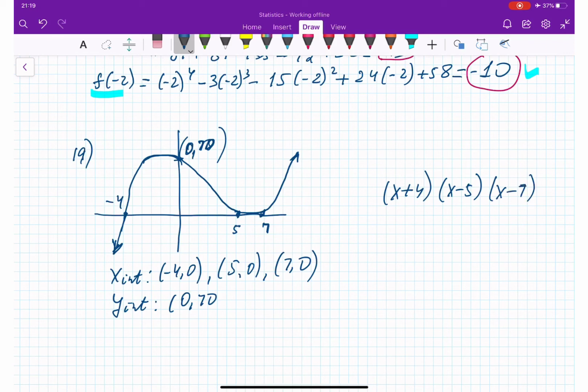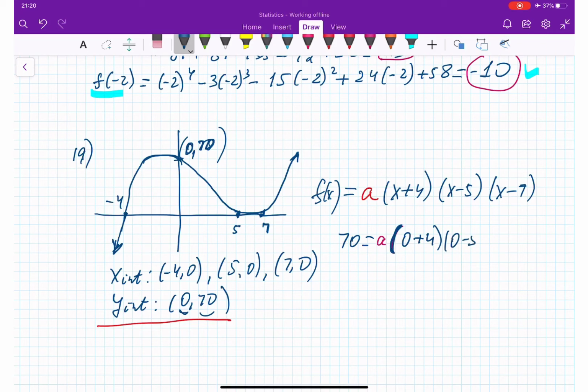Okay. Now we need to find out if there is any coefficient. How are we going to find the coefficient? Via this y-intercept. We know when x is 0, y is 70. So let me plug in 70 and a times 0 plus 4, 0 minus 5, 0 minus 7. Yes, we get 70 is equal.